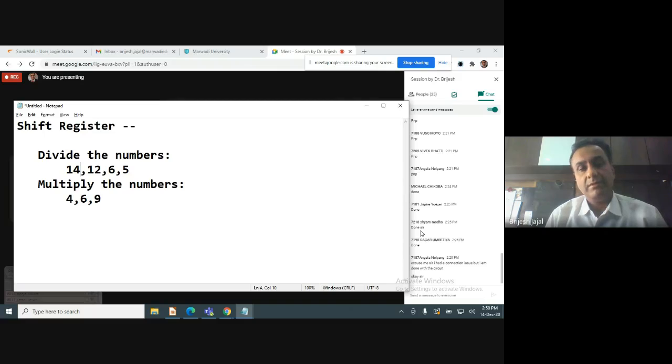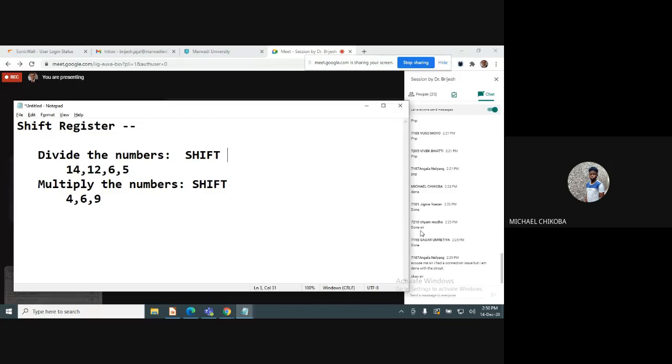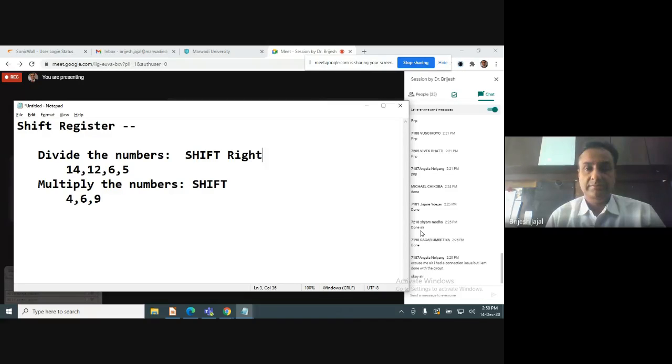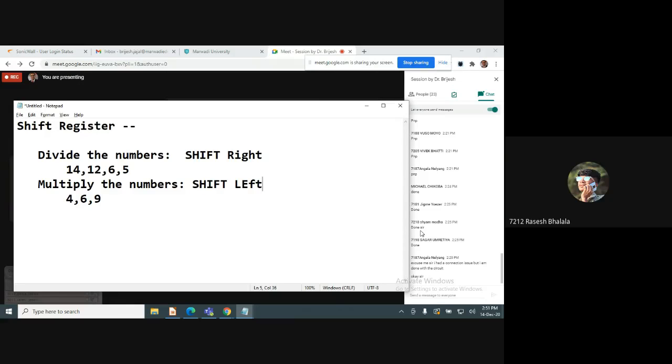First you tell me, for division we use shift what? Left or right? If I want to divide, do we shift left or right? Please answer. Right, sir. And to multiply means shift left.